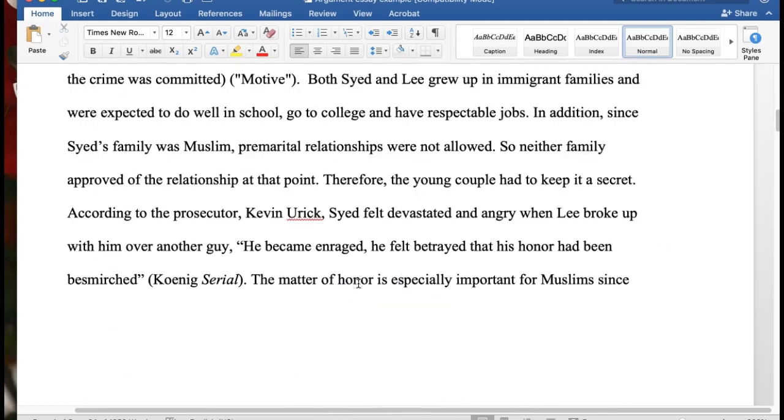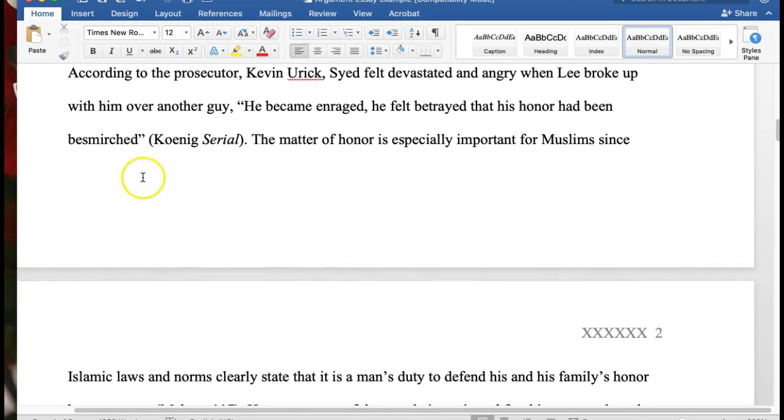Let's look at another example here. Let's look at this one. So this is the last name here, Koenig, and the source here is Serial. And this is an interesting one because there's no page numbers. It's easier with page numbers. So apparently we're doing all the hard stuff first. So let's go back to the works cited page and see what source this is.